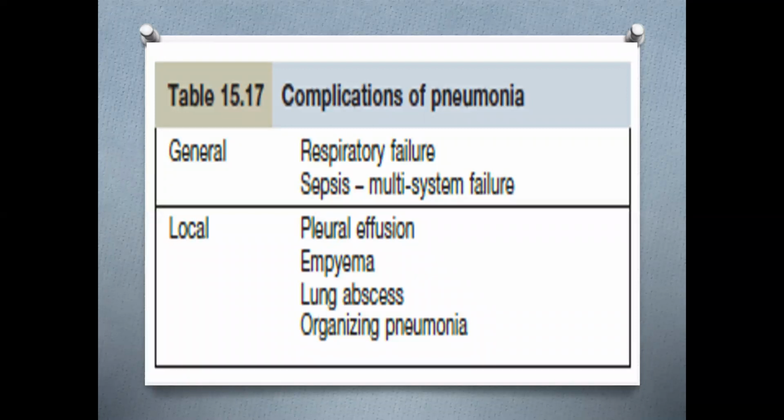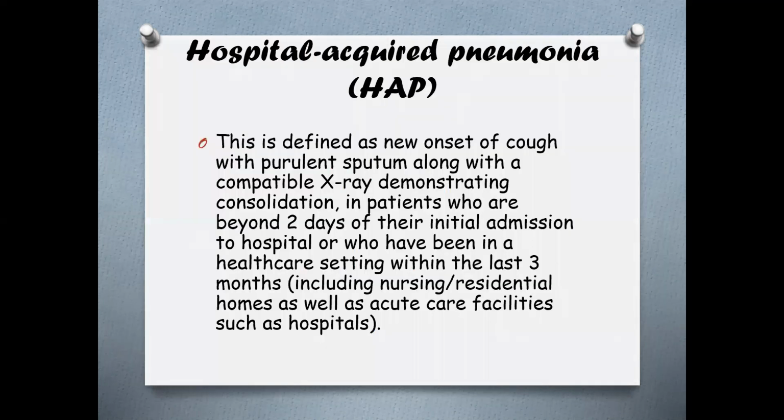So complications of pneumonia. General complications include respiratory failure, sepsis. Local complications include pleural effusion, empyema, lung abscess, organizing pneumonia. I'm not going to talk about this in much detail, however, if you'd like to, request in the comments, and I'll make another video on complications.